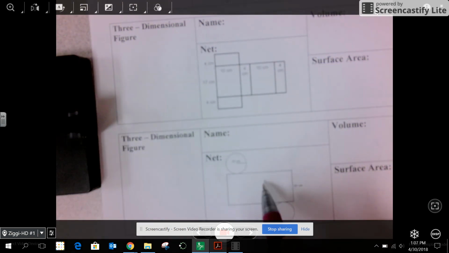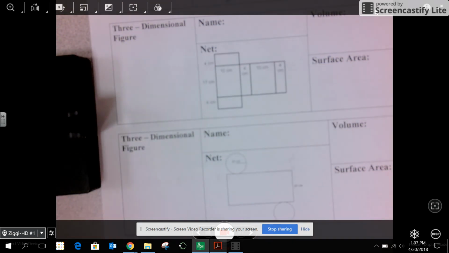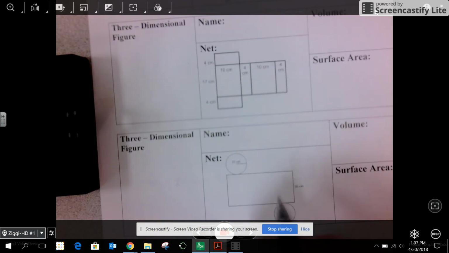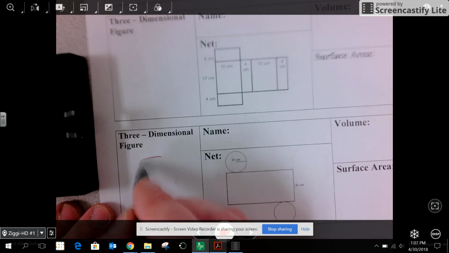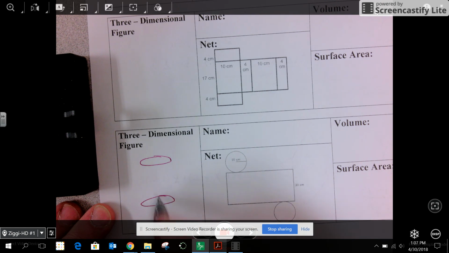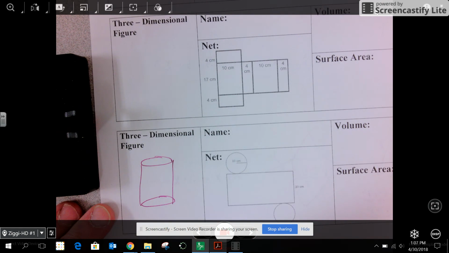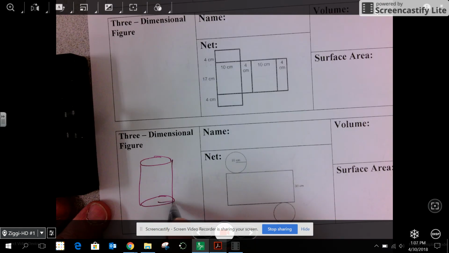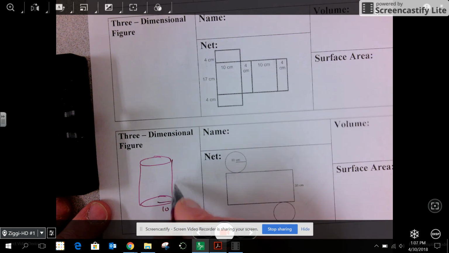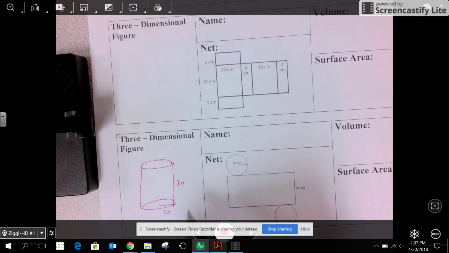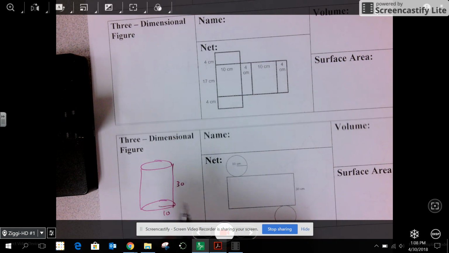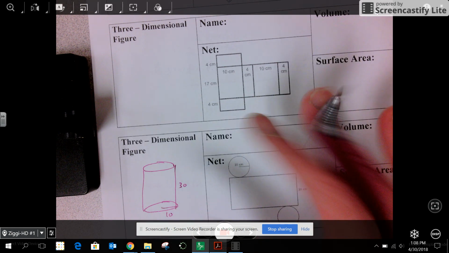And working backwards on this, this has 2 circles, which gives you a hint that it's a cylinder. To draw a cylinder, the best way is to make 2 ellipses, and just connect the sides and then put your labels on. So your height's 30, your radius is 10. There's only 2 measurements there that you can use. So hopefully that helps you with these.